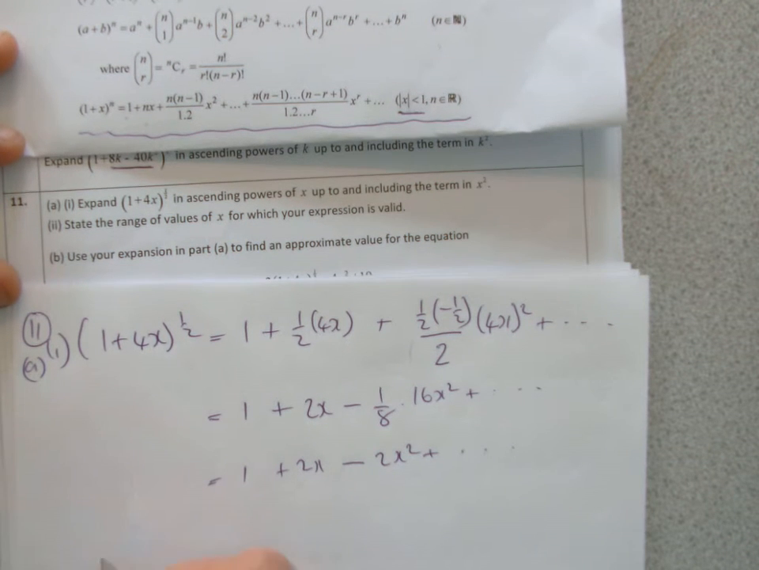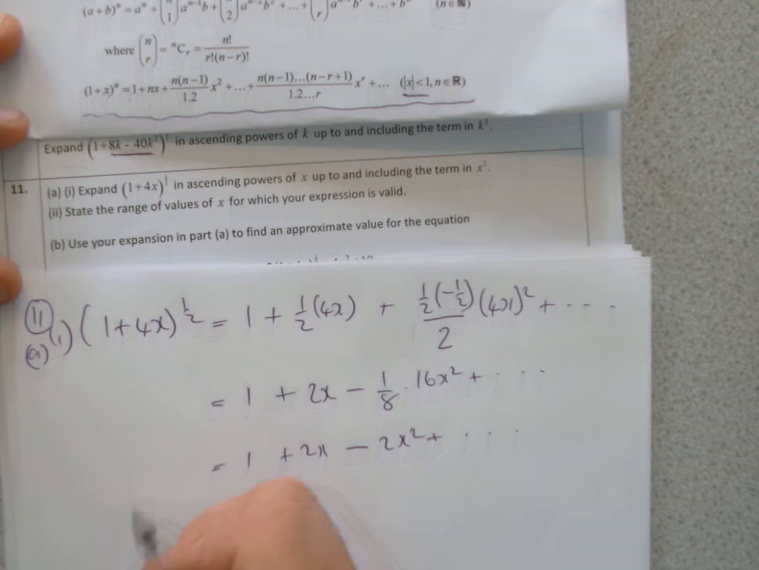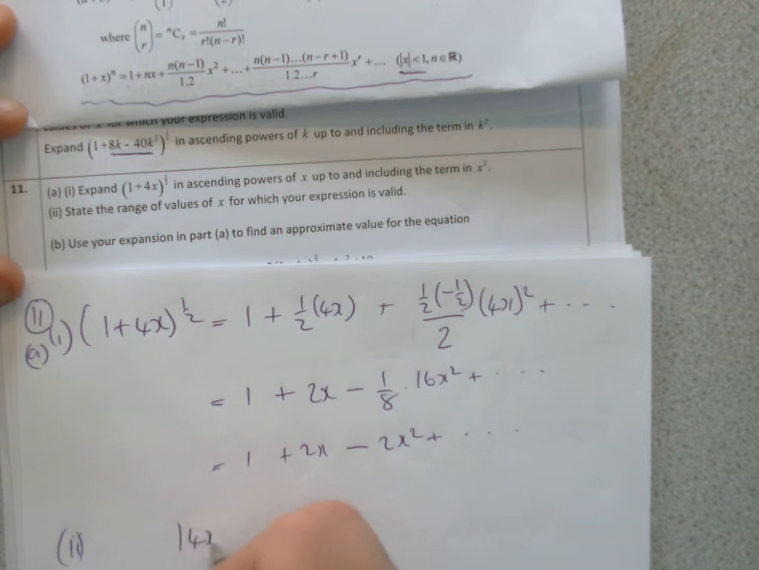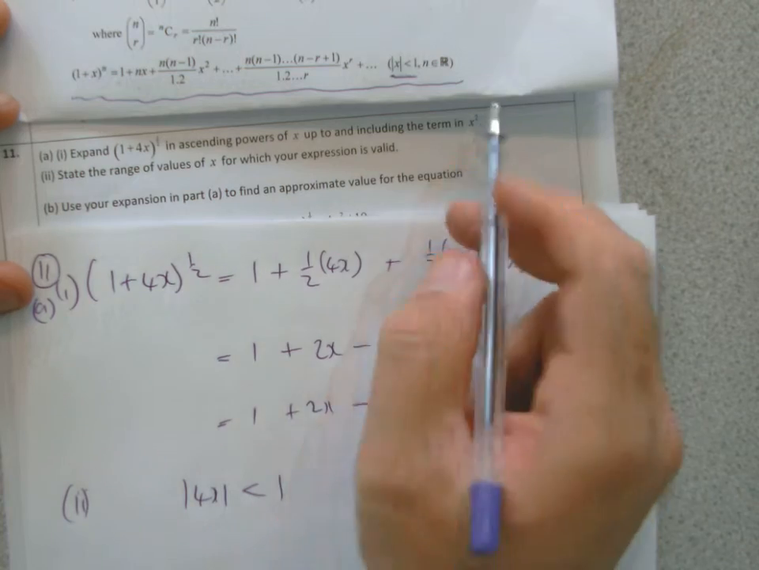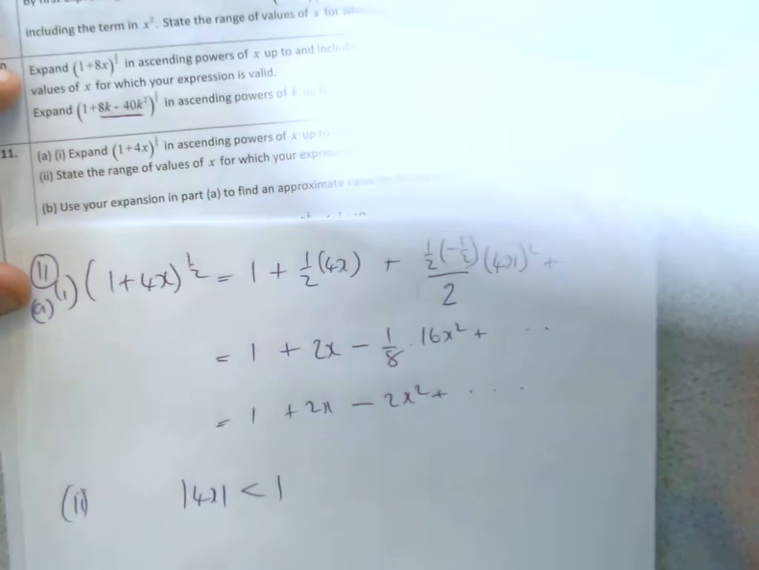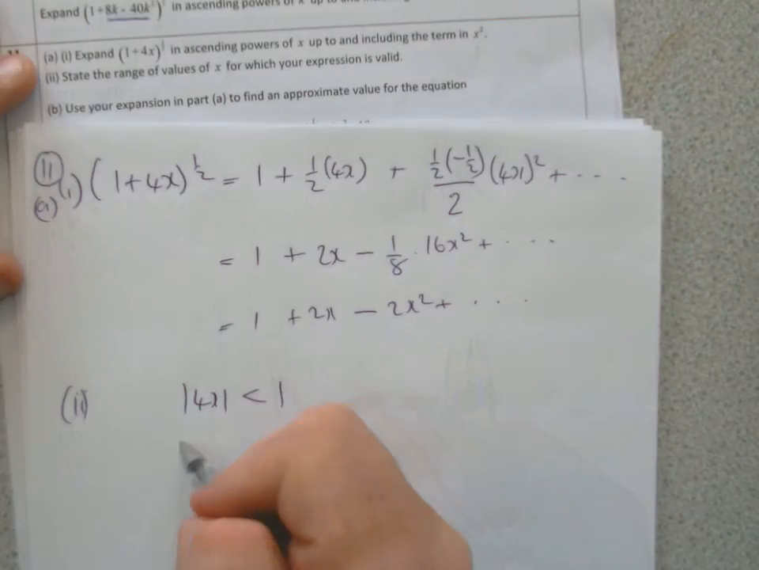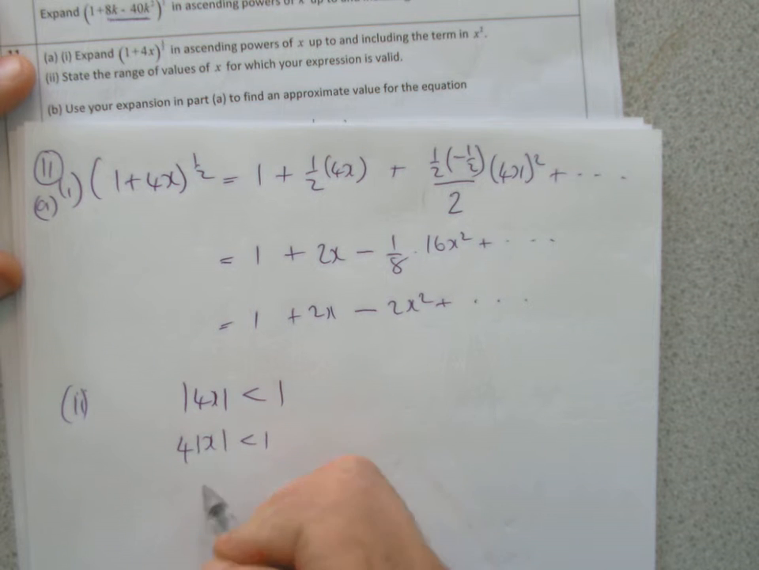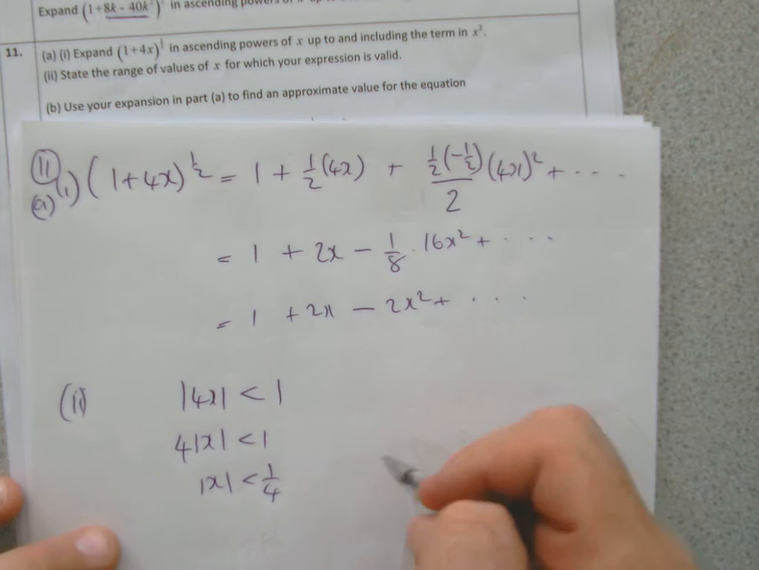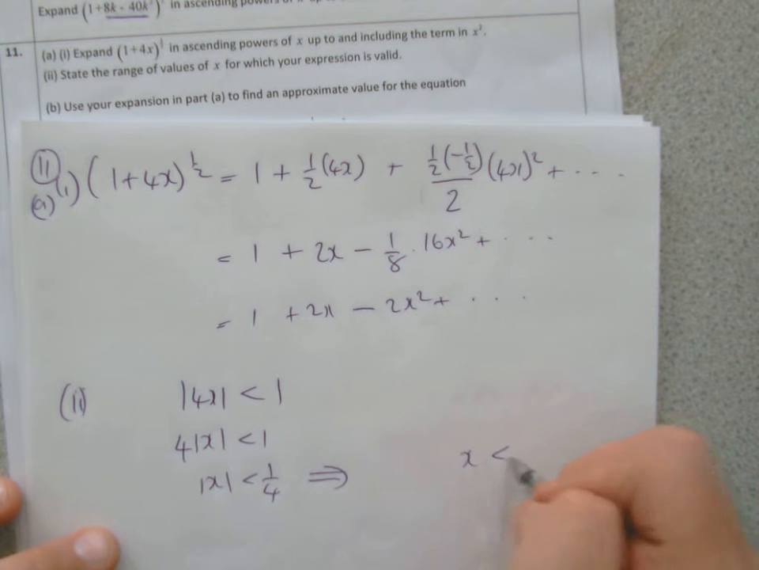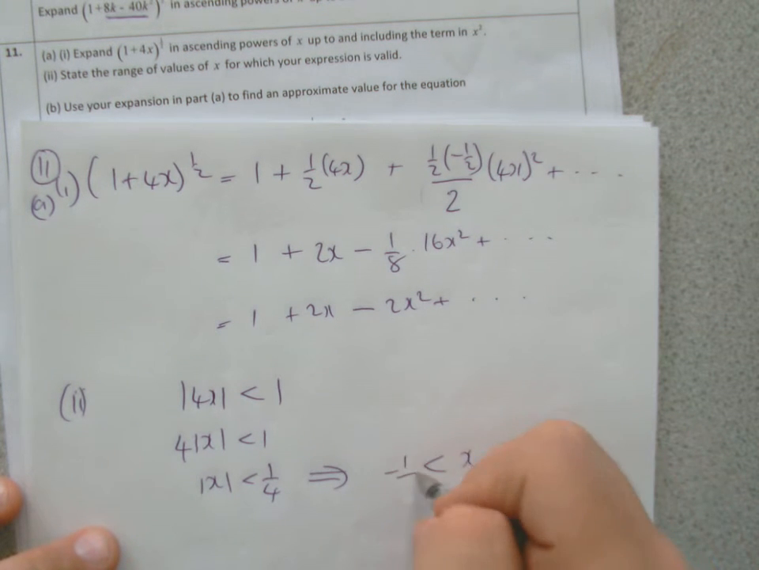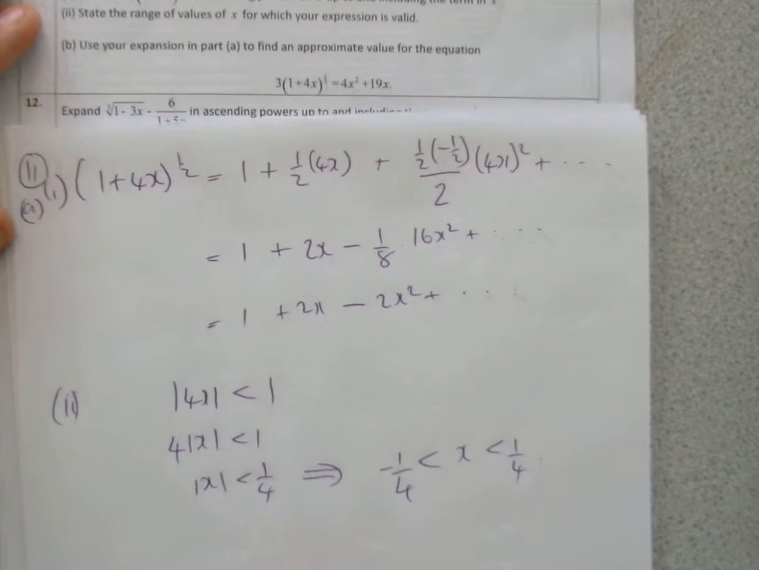Part 2 says state what range of values of x your expression is valid for. So you know how to do this now. Mod of 4x, in this case, is less than 1, using this in the formula booklet. So then that means take the 4 outside, so mod x is less than a quarter when you take it down. Mod x is less than a quarter, which implies then x is less than a quarter, greater than minus a quarter. Okay, so we've done that.